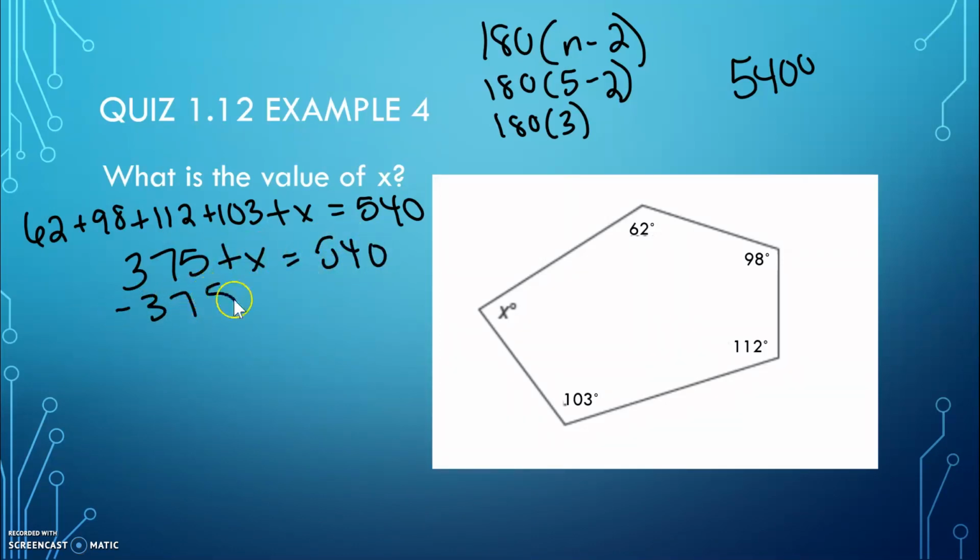Subtract 375 from both sides. That gives us x equals 165.